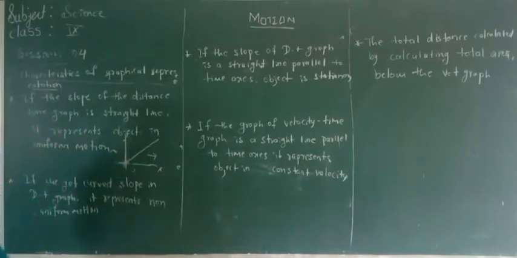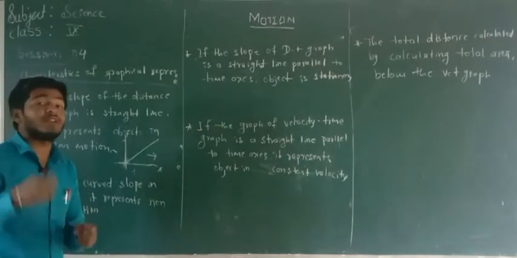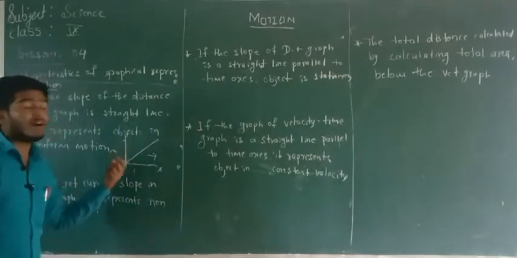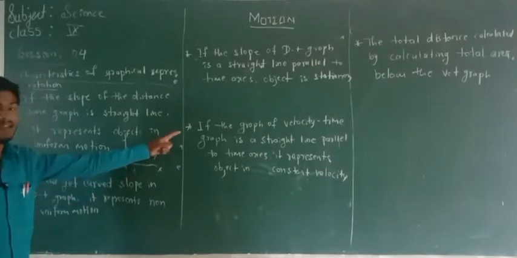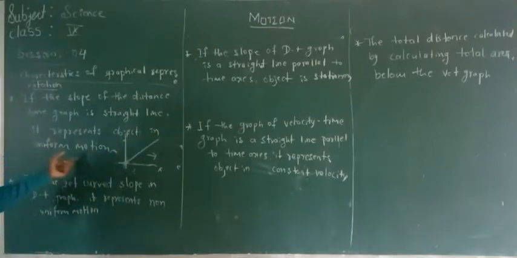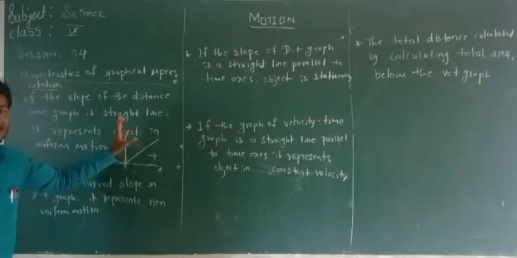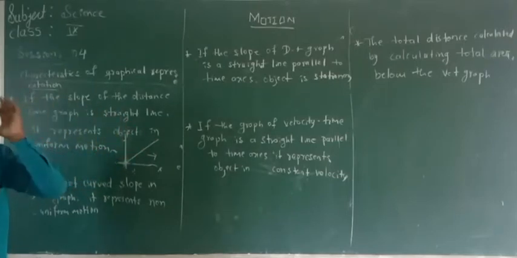If we draw the graphical representation of a body in uniform motion, the graph we get is a straight line. This straight line represents that the object moves in uniform motion. When we get this straight line, it is confirmed that the object moves with uniform motion.